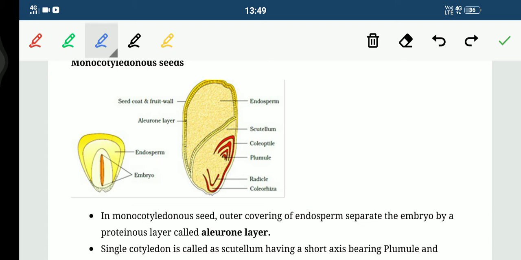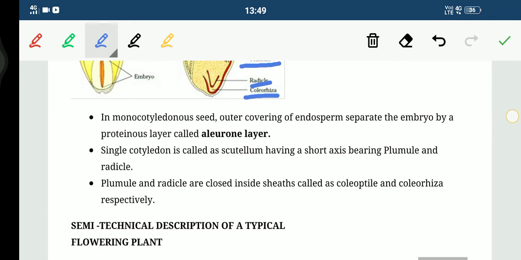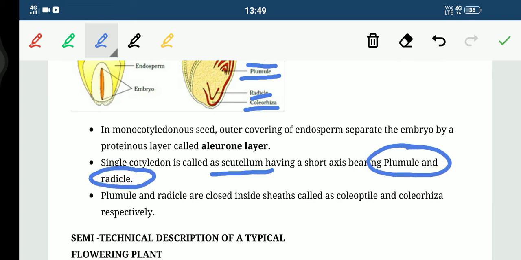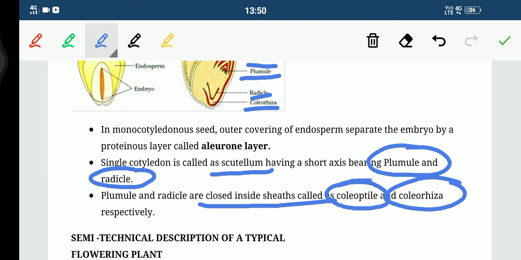This is the seed of maize, a monocotyledon. You can see here the endosperm. This portion is the scutellum. Then we have the coleoptile. This is the plumule. The radicle gives rise to the root, fine, and the plumule gives rise to the shoot. Then we have the coleorhiza. Now in a monocotyledon seed, the outer covering of endosperm separates the embryo by a proteinous layer called the aleurone layer. The single cotyledon is called the scutellum, students, and it has a short axis that bears the plumule and the radicle. The plumule and radicle are enclosed inside sheaths called coleoptile and coleorhiza respectively.